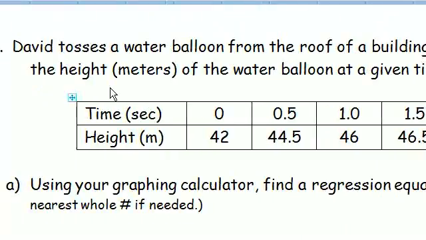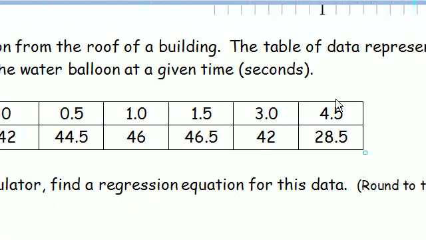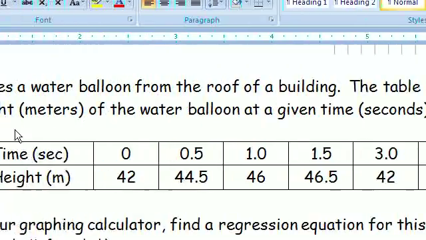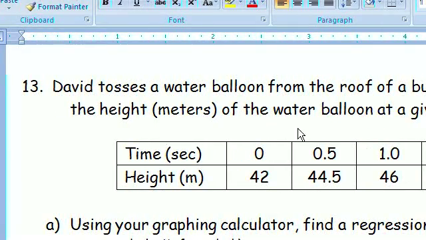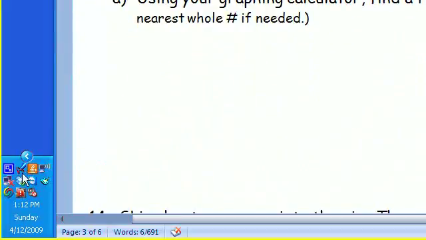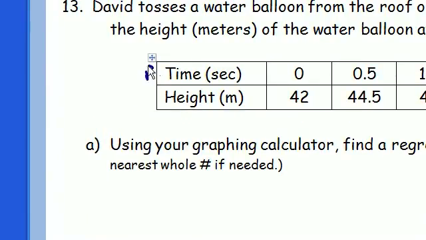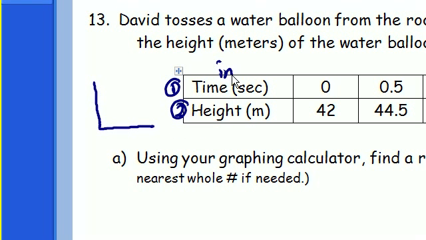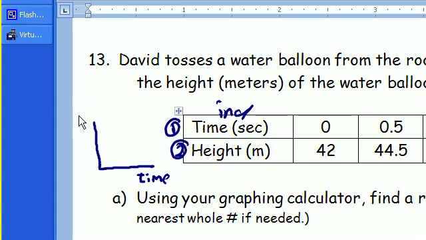David tosses a water balloon from the roof of a building. Oh, this is great. Good for David. The table of data represents the height, in meters, of the water balloon at a given time. So this table is relating two variables, time and height. When we graph these, it's very important to know which variable is represented on which axis. Remember, time is always our independent variable. So time will always go on the bottom.